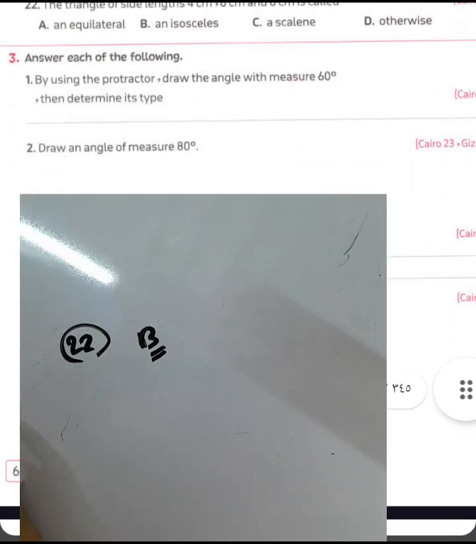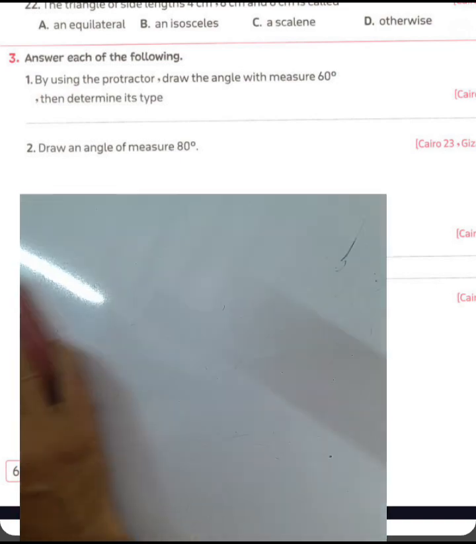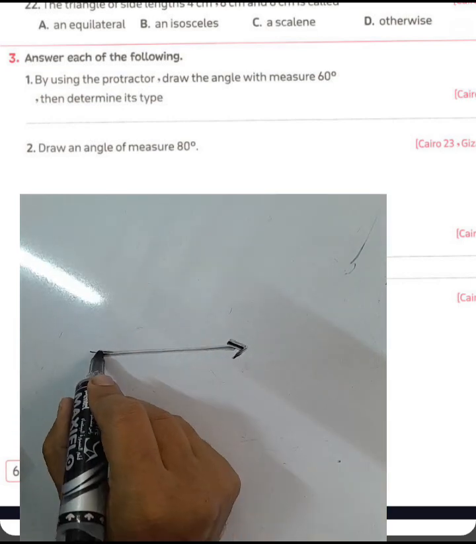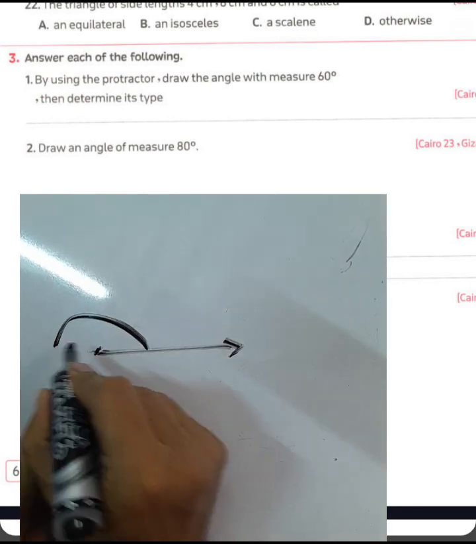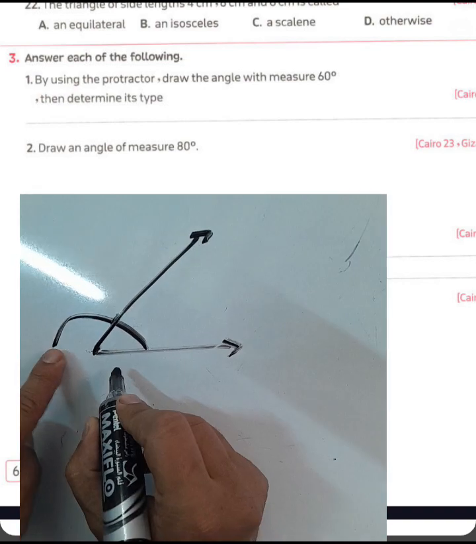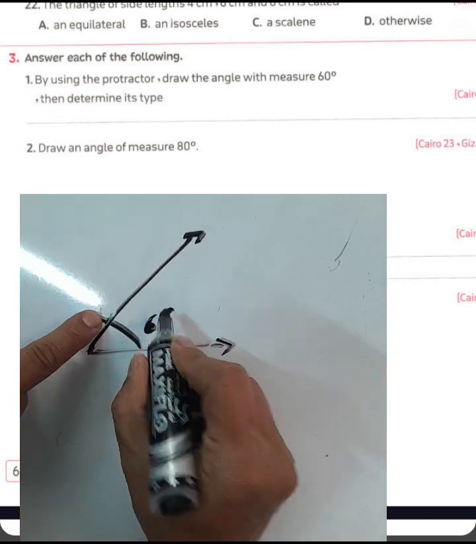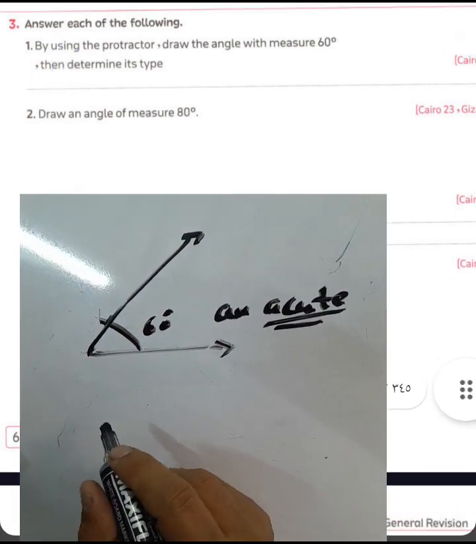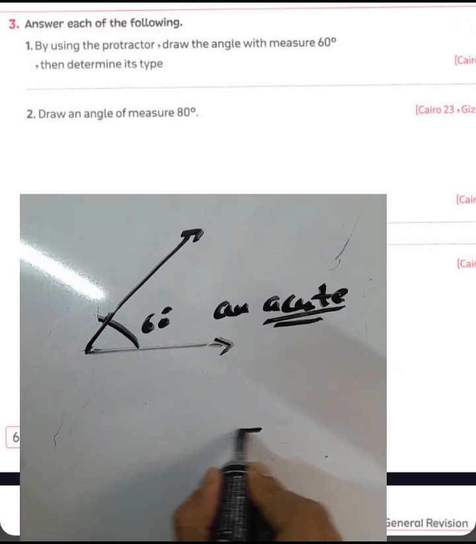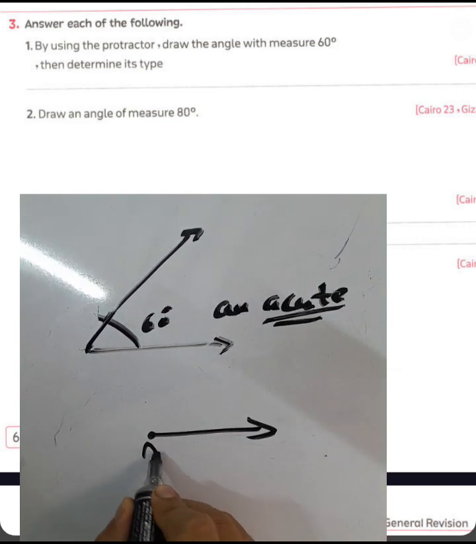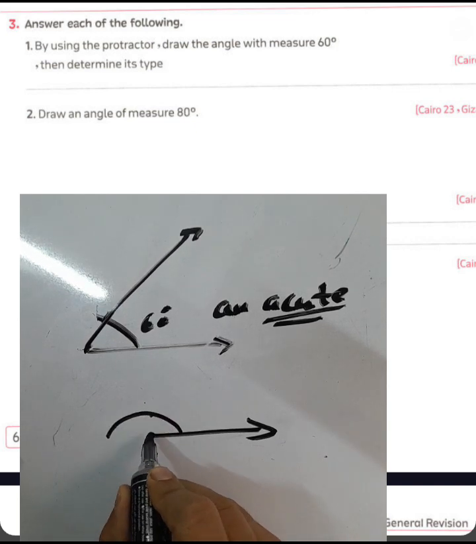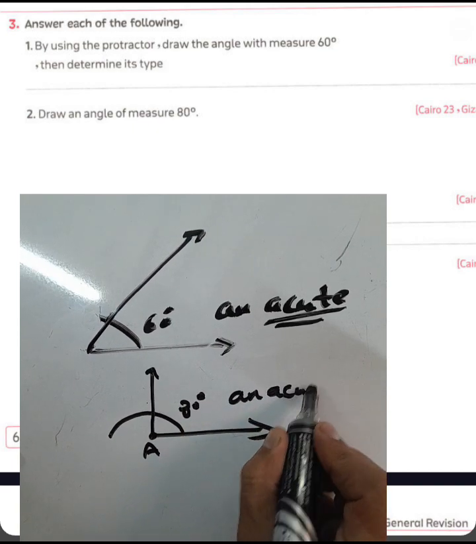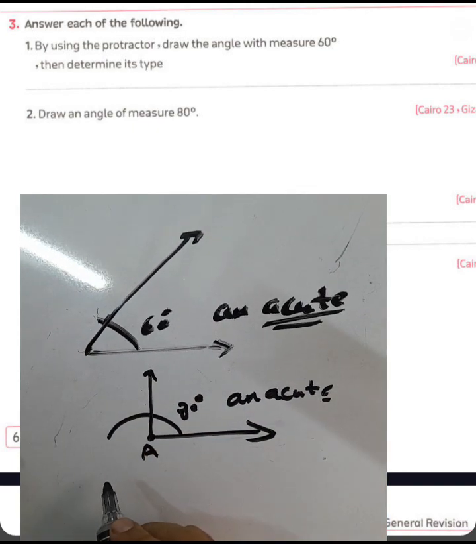Next question, by using a protractor, draw an angle with measure 60 degrees and determine the type. We can draw it by the ruler, put the protractor here, go to 60 and draw the ray. Okay, this angle we call an acute angle. Question number 2, draw an angle with measure 80, doing angle A, put the protractor here and go to 80 and draw the ray. It's 80 degrees. We call it acute. Acute again, we have two acute angles here.